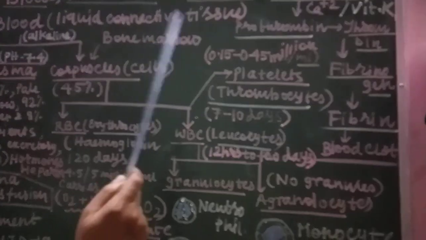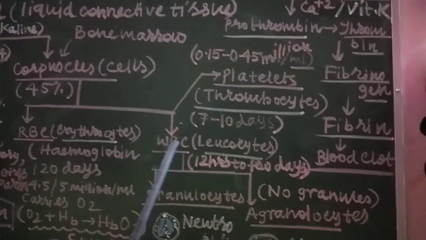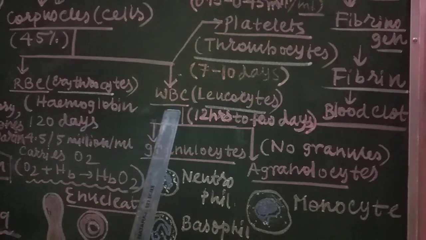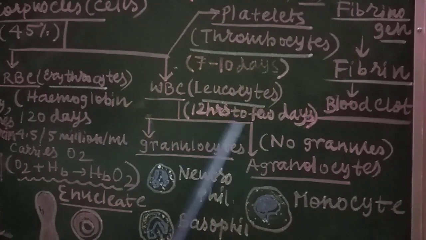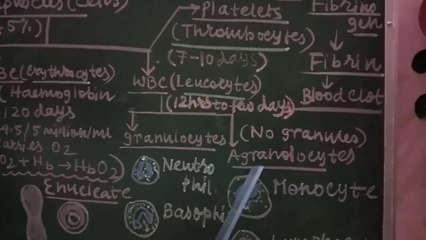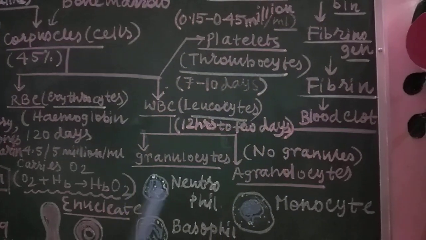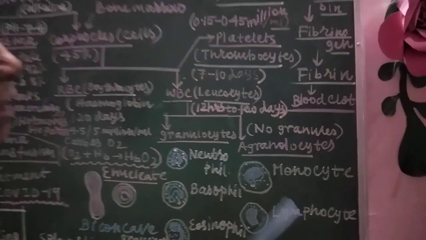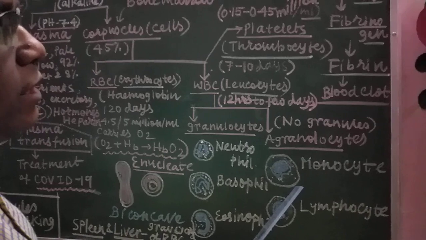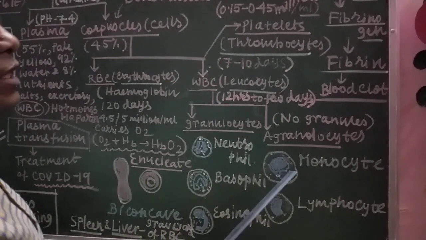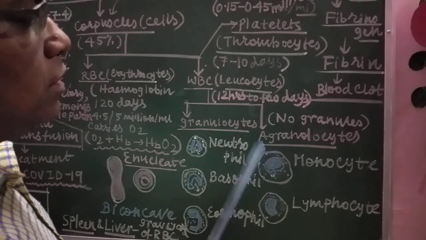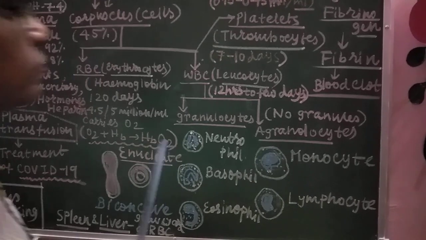Next we are going to discuss the WBCs. WBCs are very important cells. They are also known as leukocytes. They can survive in our blood from 12 hours to a few days. There are two types, granulocytes and agranulocytes. Agranulocytes do not have any granules. There are two types, monocyte and lymphocyte. Lymphocyte WBCs produce antibodies, and monocyte WBCs actually eat the foreign bodies, and thus they form the immunity in our body.